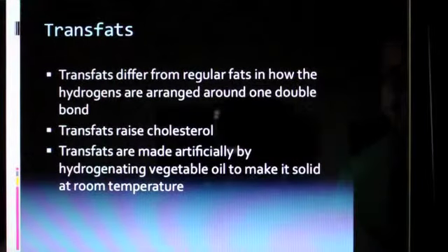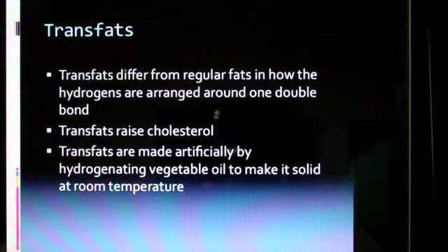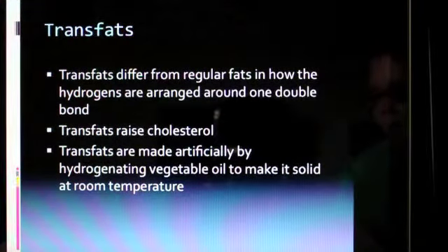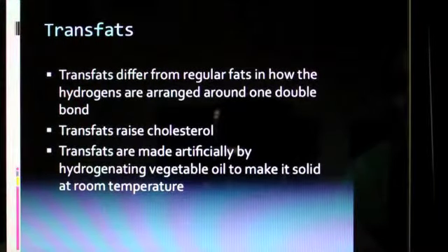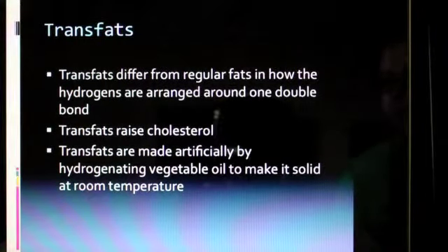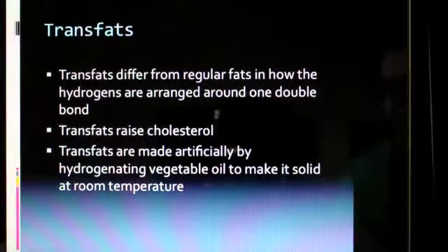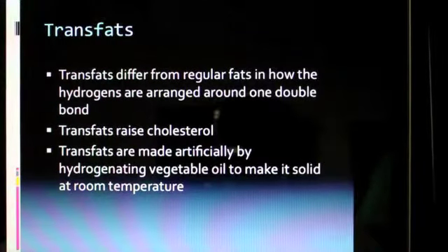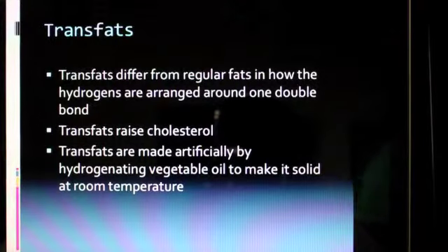Now, you probably have heard a lot in the news about trans fats. I know some cities have been banning trans fats. Trans fats are different from regular fats in how the hydrogens are arranged around the double bond. So these are unsaturated fats, but they're different than normal ones. And these have been found to raise cholesterol.